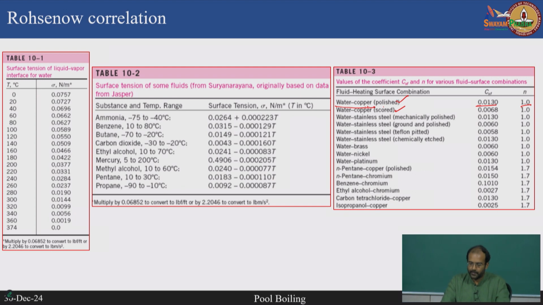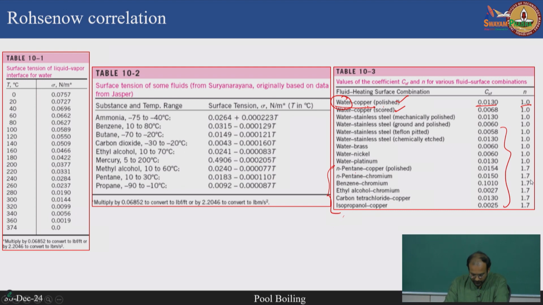Like that he has repeated with different liquids: you have water, N-pentane, benzene, ethyl alcohol, isopropanol. Water of course has a relatively higher surface tension. If you go to all these refrigerants and alcohols, you have very low surface tension fluids. So, he has been able to change not only the working fluid, but also the nature of the material of the surface and the surface roughness, and he was able to deduce these values of CSF and n accordingly.